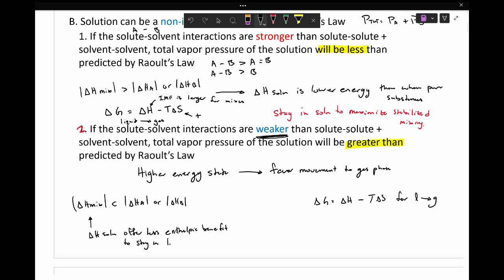And because of that, if you have what we might just call poor interactions between A and B, things are going to move to the gas phase to avoid these interactions. And we can just say that this delta H term for any individual A or B molecule in solution is going to be a smaller number or even positive. And so it's going to be easier to transition.